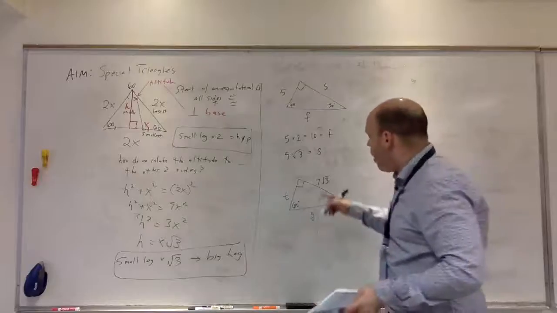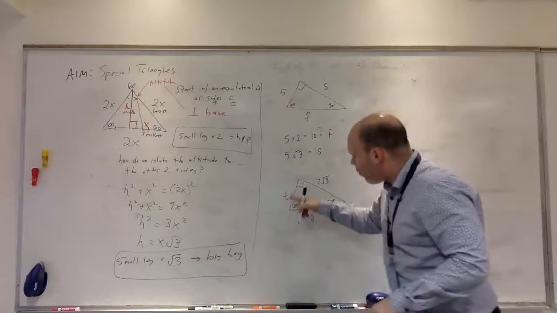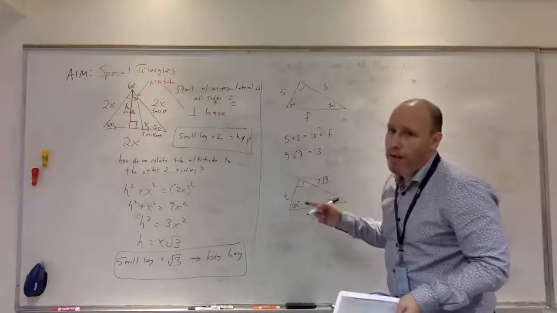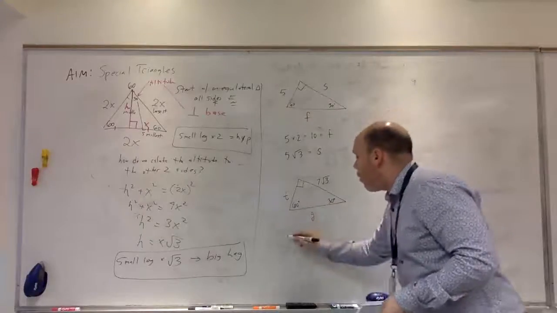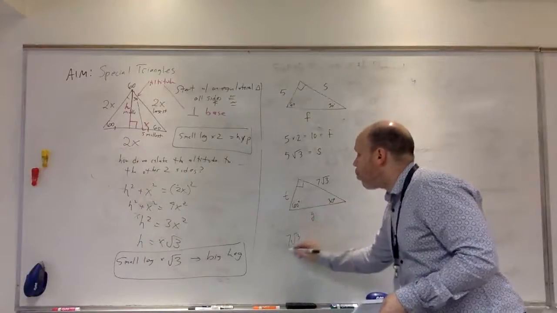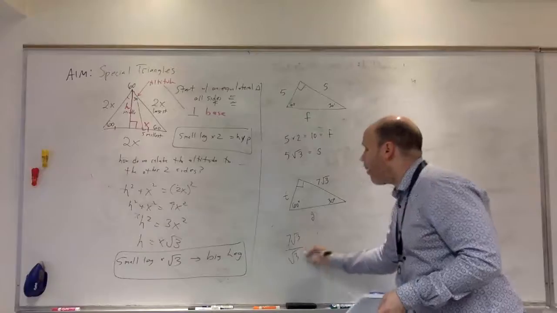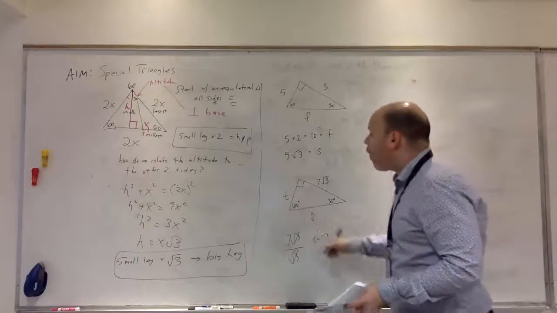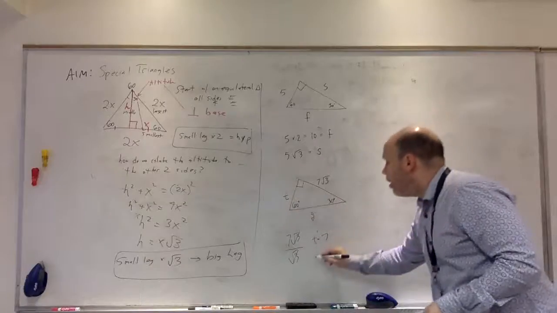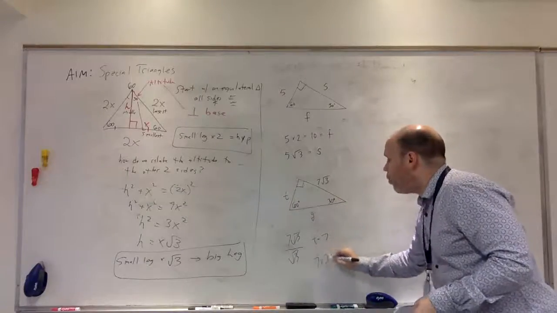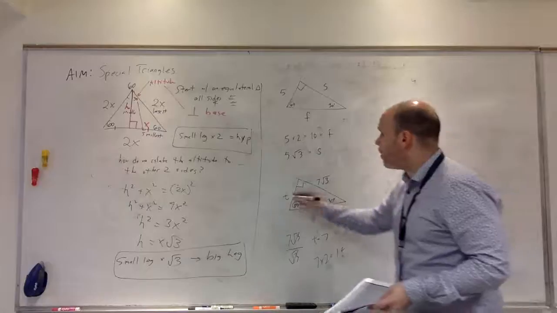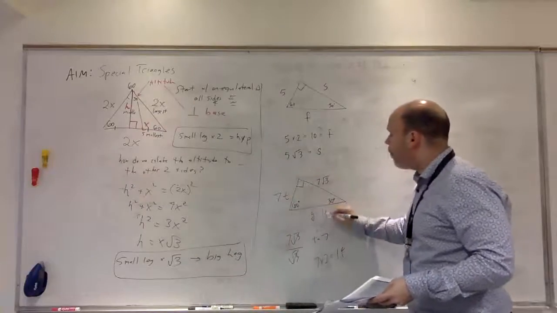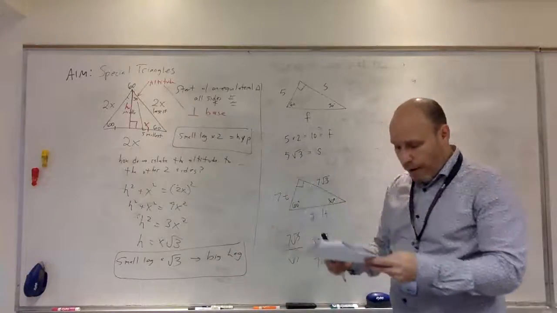Once again, it's a little advanced. To go from the short leg to the big leg, we multiply by radical 3. So to go from the big leg to the short leg, we divide by radical 3. Well, this knocks out. So T equals 7. And how do we go from the short leg to the hypotenuse? 7 times 2, 14. So it's 7 radical 3, 14.